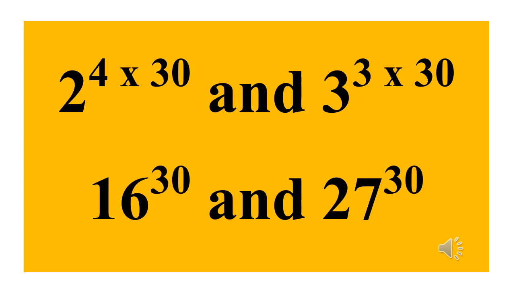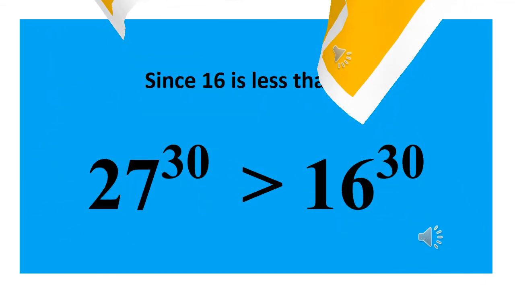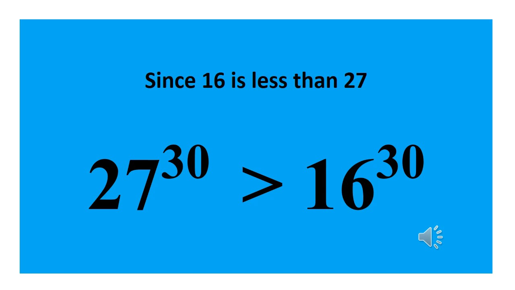Now 2 raised to power 4 is the same thing as 16, and 3 raised to power 3 is 27. So it means we have 16 raised to power 30 and 27 raised to power 30. Now since 16 is less than 27, which means 27 raised to power 30 is greater or bigger than 16 raised to power 30.